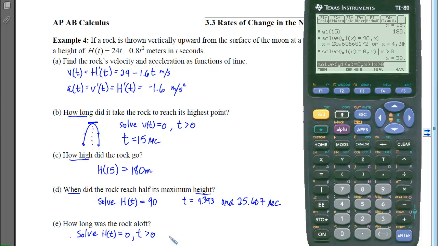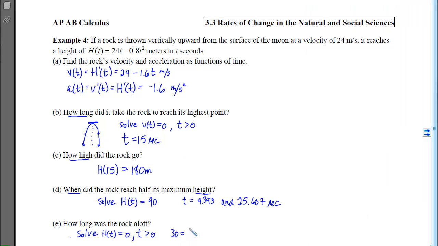Now notice that this makes sense because it took us 15 seconds to get to the top. It'll take us another 15 seconds to get down because of the symmetry of this position curve.